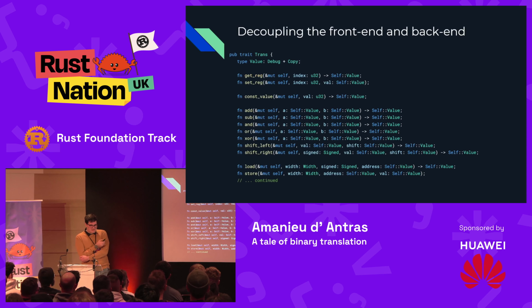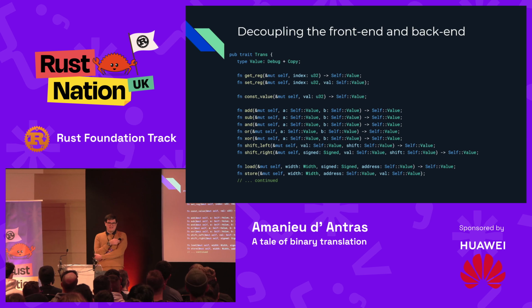So how do we actually generate the RISC code? Well, we don't want to have to duplicate all of the work we put into our instruction decoder. So what we are going to do is split our code into a generic front end, which is responsible for instruction decoding, and a back end, which is responsible for either executing the code or generating translated code. So the trans trait is the interface between the front end and the back end.